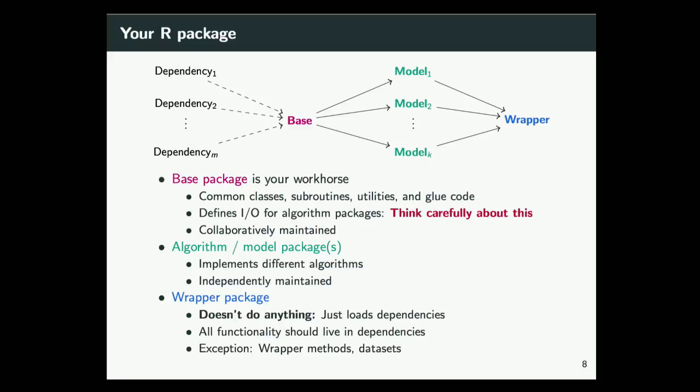The one exception to this, if you're interested, you can look at the code on GitHub for sparse BN. There's a few wrapper methods that I've defined just to provide a nice user interface for the users. But other than that, it really doesn't do anything. It's just loading a bunch of dependencies. So this is sort of the rough outline that we used.